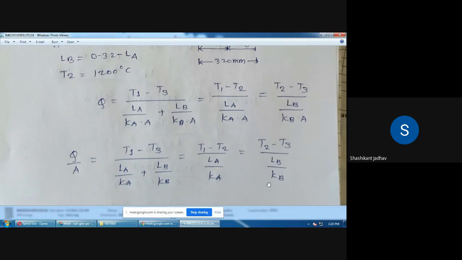We have only taken the area on the left-hand side. So all of you write down these two equations. Write down the equation for Q, then write down the equation for Q by A.